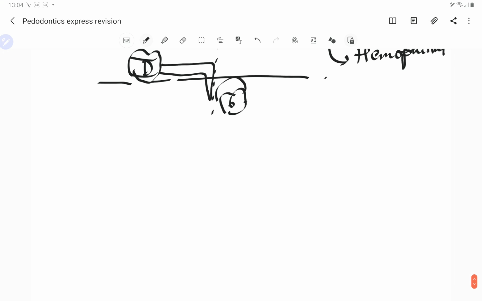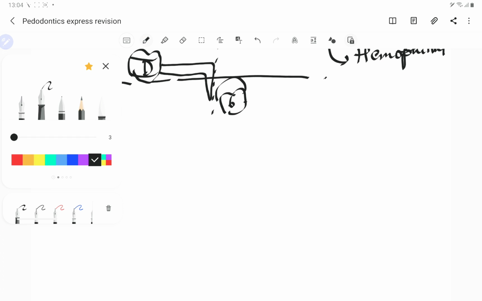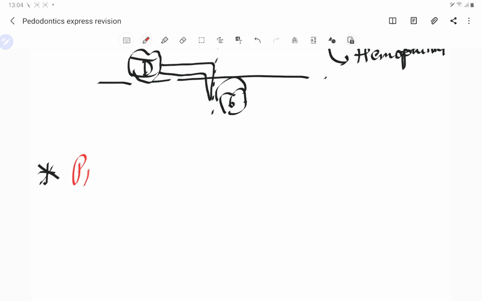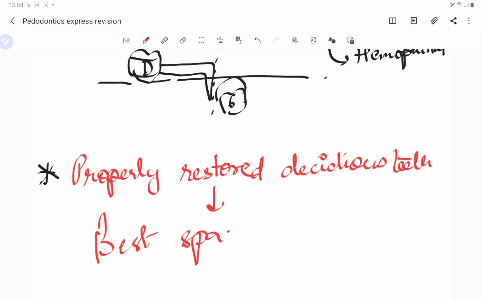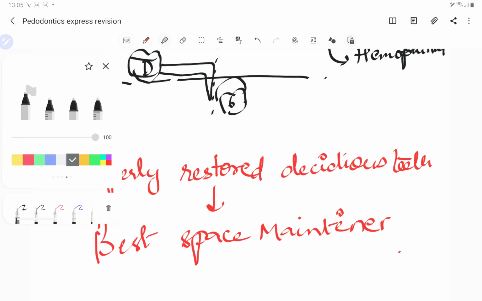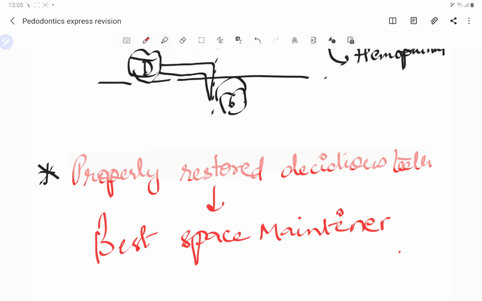But the most important thing to remember is that a properly restored deciduous tooth is the best space maintainer, because nothing is better than the original tooth. So a properly restored deciduous tooth is the best space maintainer.